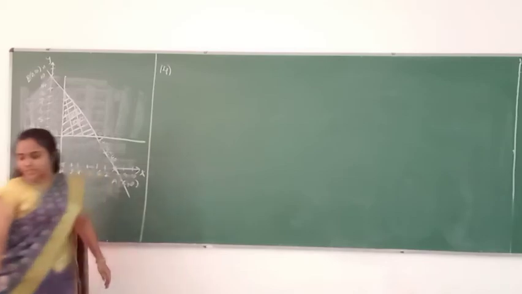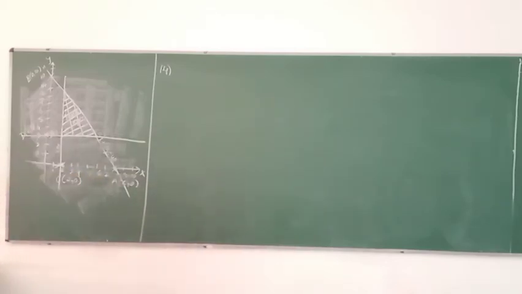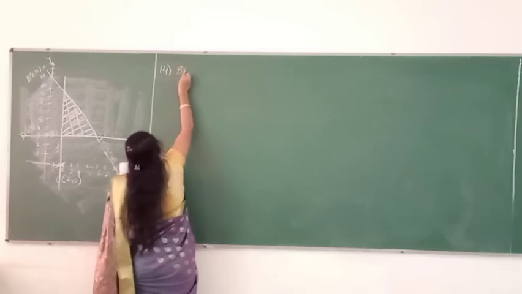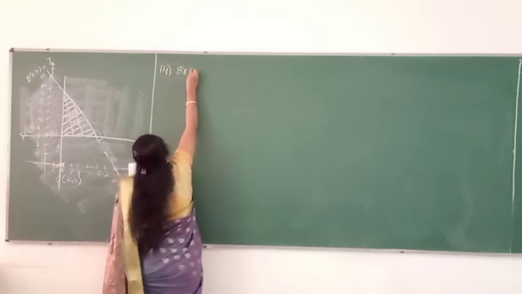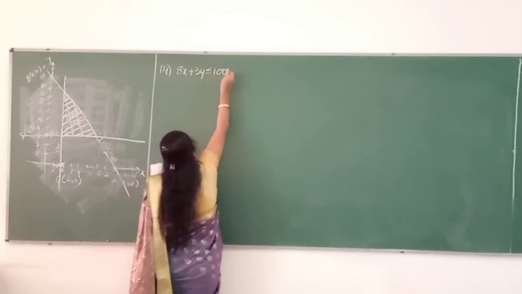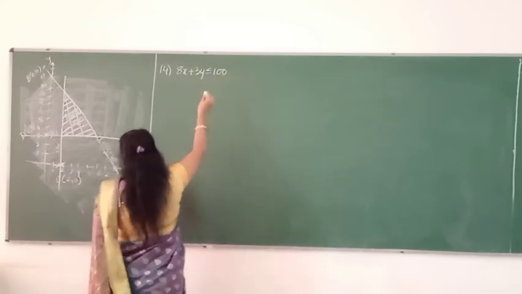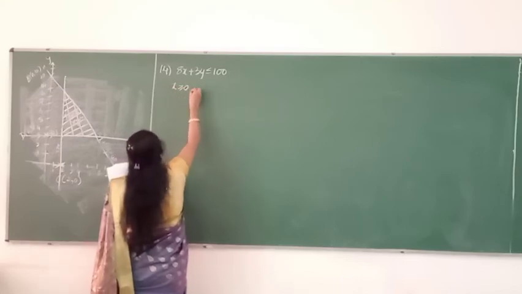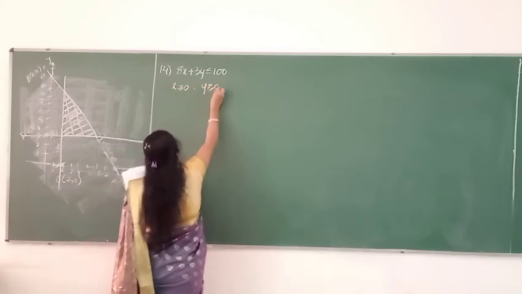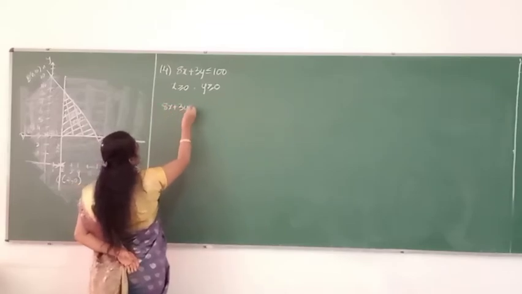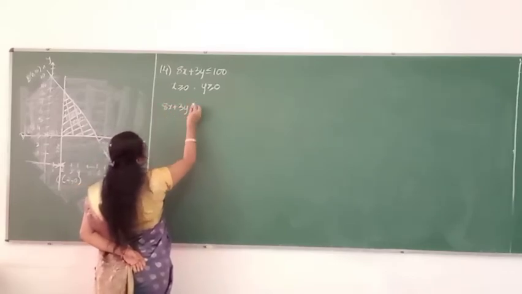So what the question states here is 8x plus 3y is less than or equal to 100, x is greater than or equal to 0, and y is greater than or equal to 0.